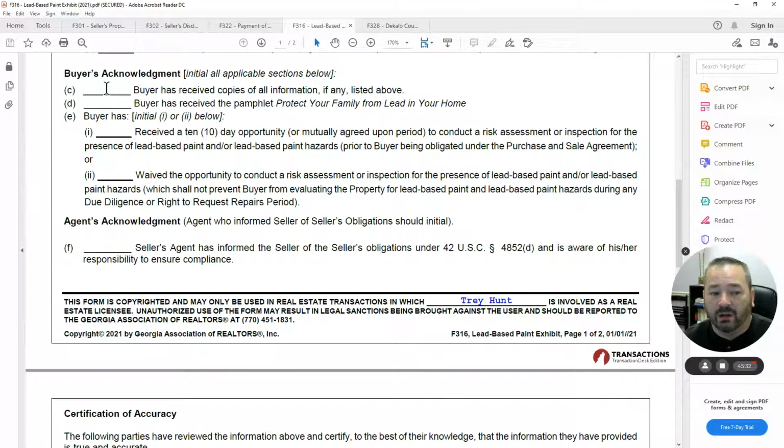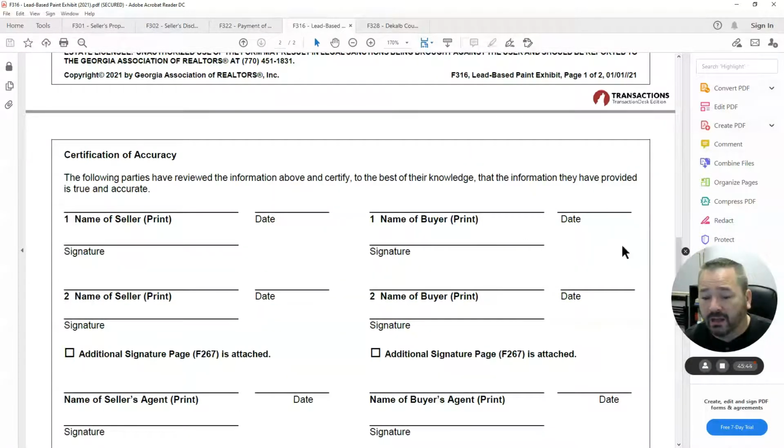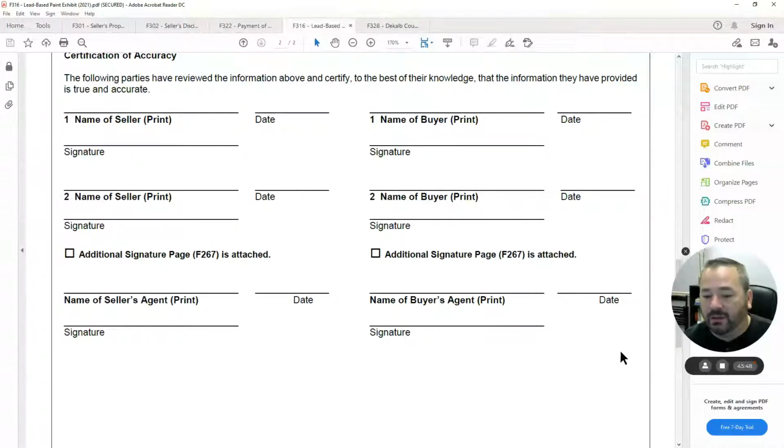So we're either going to do C, D, or we're definitely going to do C, definitely going to do D, and we're going to do one of the two options on here. Then our buyer's going to sign down here, and we are signing right here as the buyer's agent.